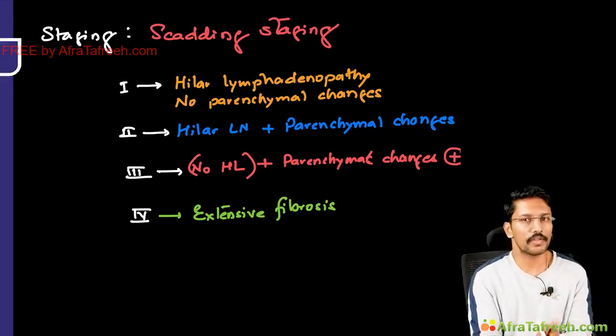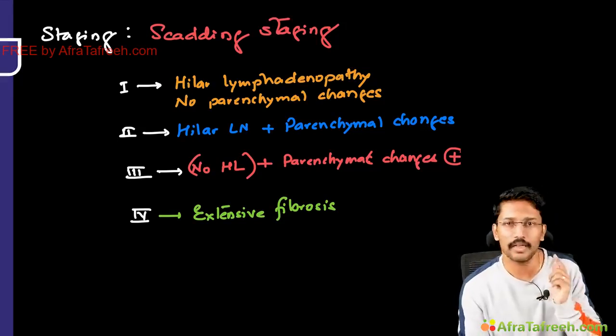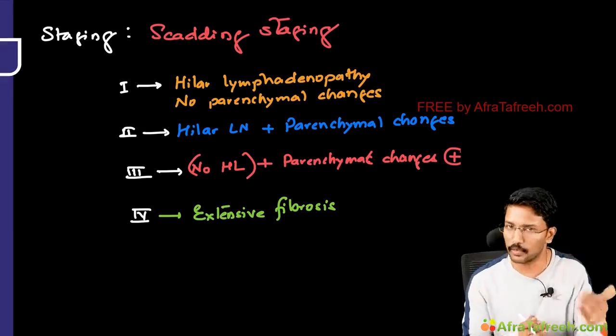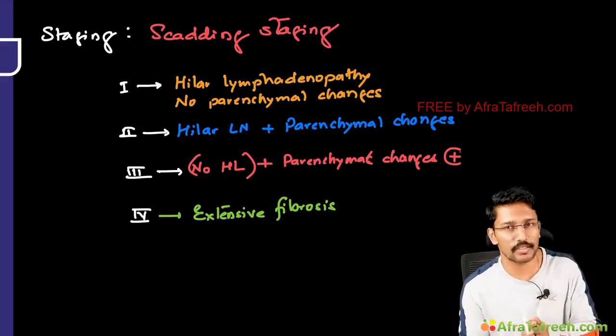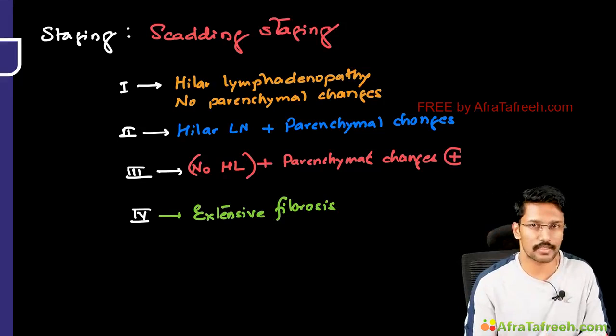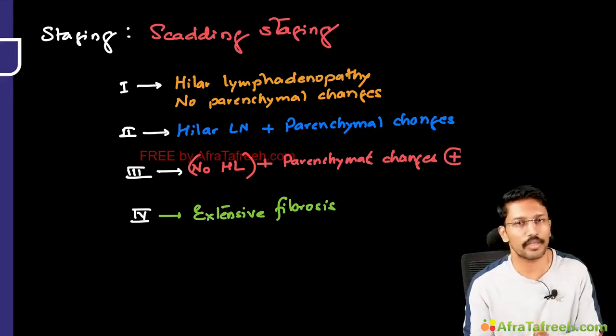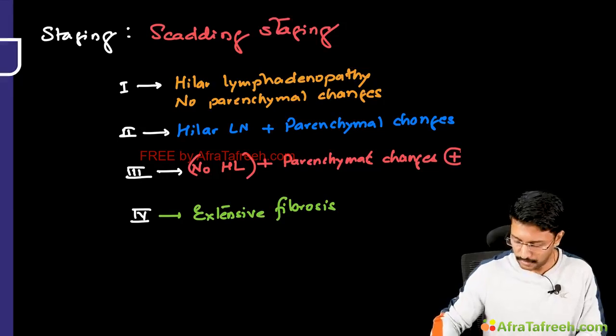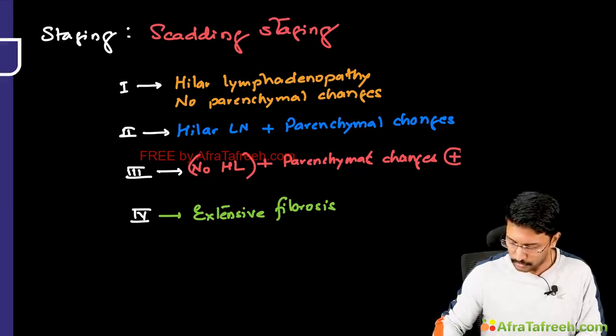Okay, so now we are done with the most commonly affected organ, that is lungs. So in lungs, it can cause airway disease as well as parenchymal disease. It can cause obstructive as well as restrictive lung disease. Mostly it starts with restrictive lung disease, hilar lymphadenopathy and parenchymal changes, and that's why it resembles tuberculosis. Okay, now let us talk about the second most commonly affected organ.